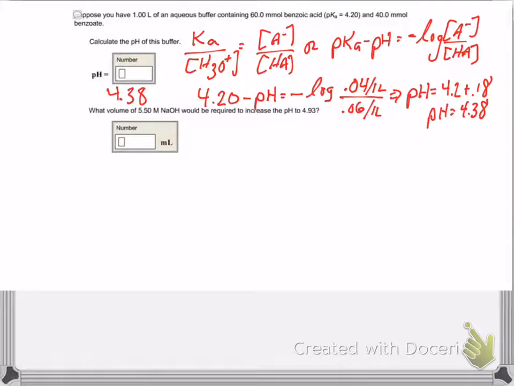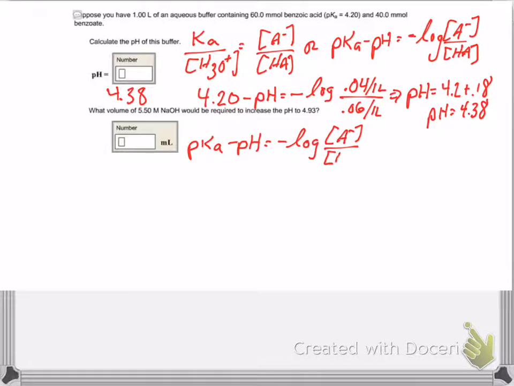But what if that's not the exact buffer we needed? What if we want to adjust the ratio? So now we see that that's not the pH we want. pKa cannot be adjusted unless you change the temperature. So we want to adjust the pH to a different one, 4.93, because the buffer in this particular state is 4.38. So we're going to do that by adding some sodium hydroxide. So let's walk through how we would do that.